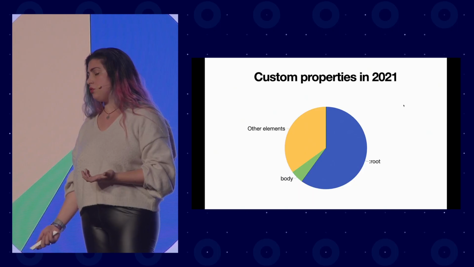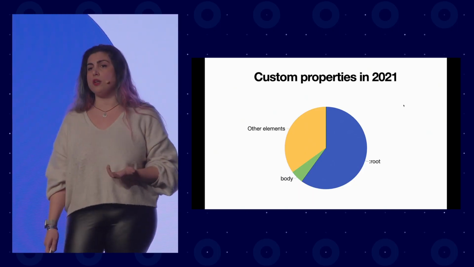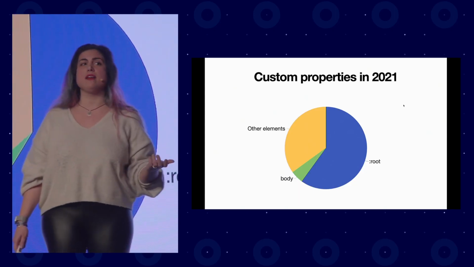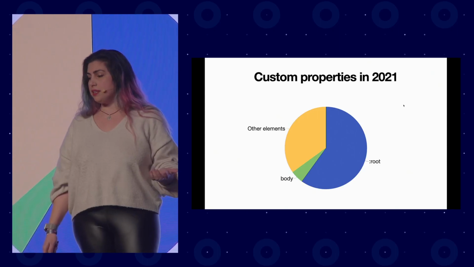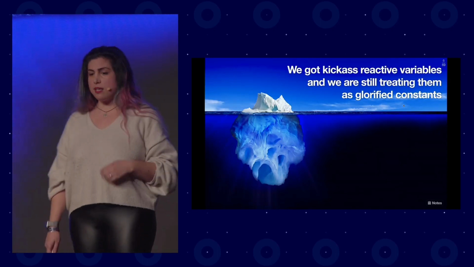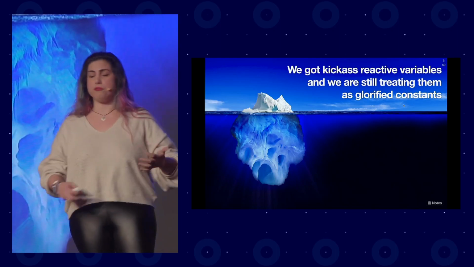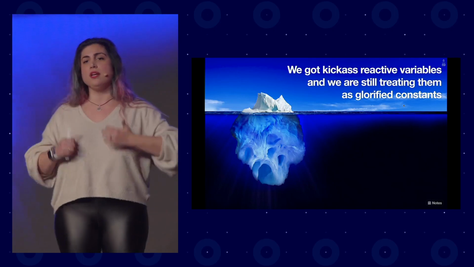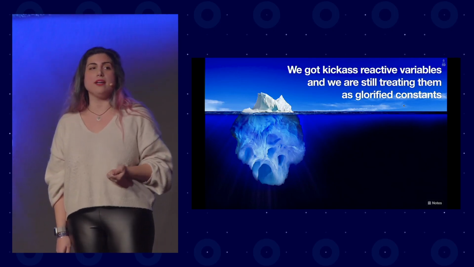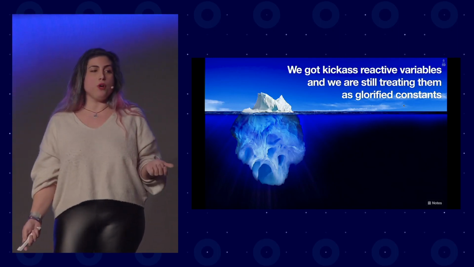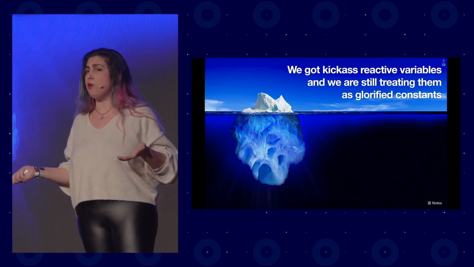And also, more than 2/3 of custom property usage was basically globals. Despite the really amazing dynamic scoping that custom properties have, they were still extremely underutilized. So it got me wondering, why is it that we got these amazing reactive, dynamically scoped kick-ass variables, and we're still treating them as glorified constants? Why are they so underutilized? At this point, we've had them for years. They've been supported in every browser for years. So browser support is not really the issue.